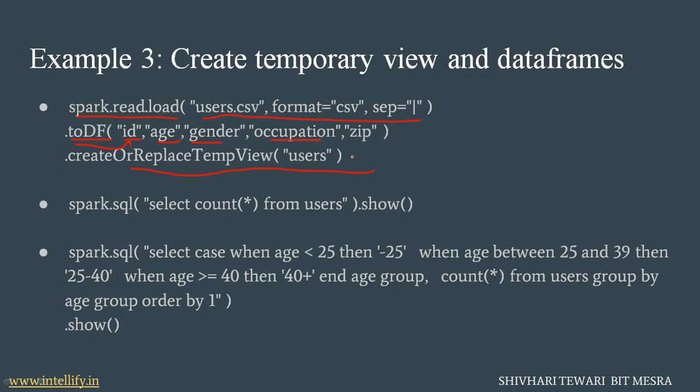temporary view, that is the users view, and then we will execute on the given data, called a data frame, and then we will use spark.sql to select count star, where star is used for a particular tuple in SQL language, from users, where the table is users, and then we will use the .show command to show the output in the form of a table.